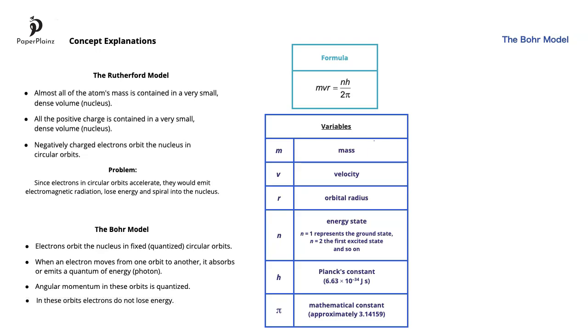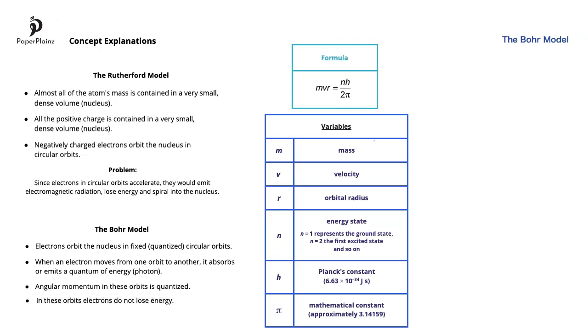Now, as on the right-hand side n is an integer, in other words a whole number, this formula shows us that the angular momentum of an electron in an atom is always an integer multiple of h over 2 pi. Since h over 2 pi is a constant, angular momentum will always be an integer multiple of a constant, which put differently means that angular momentum is quantized.